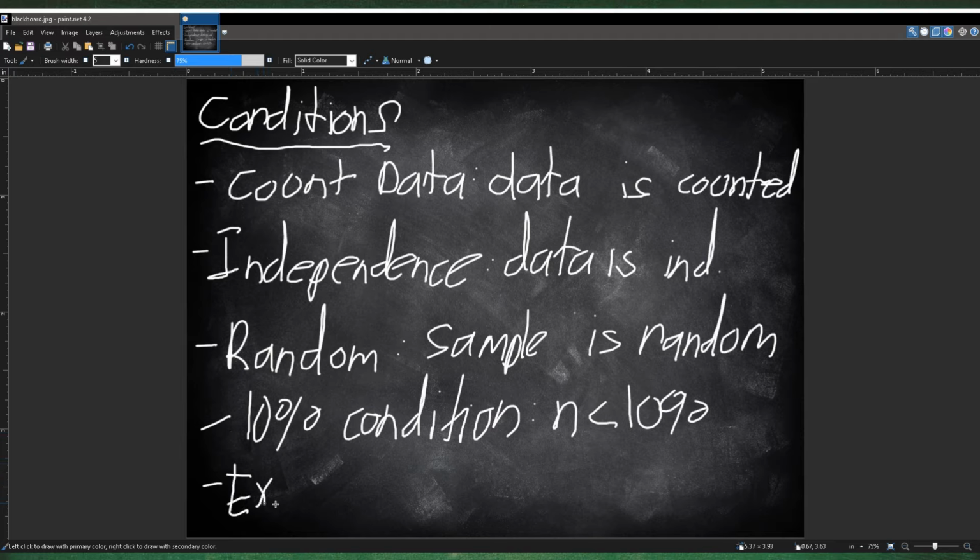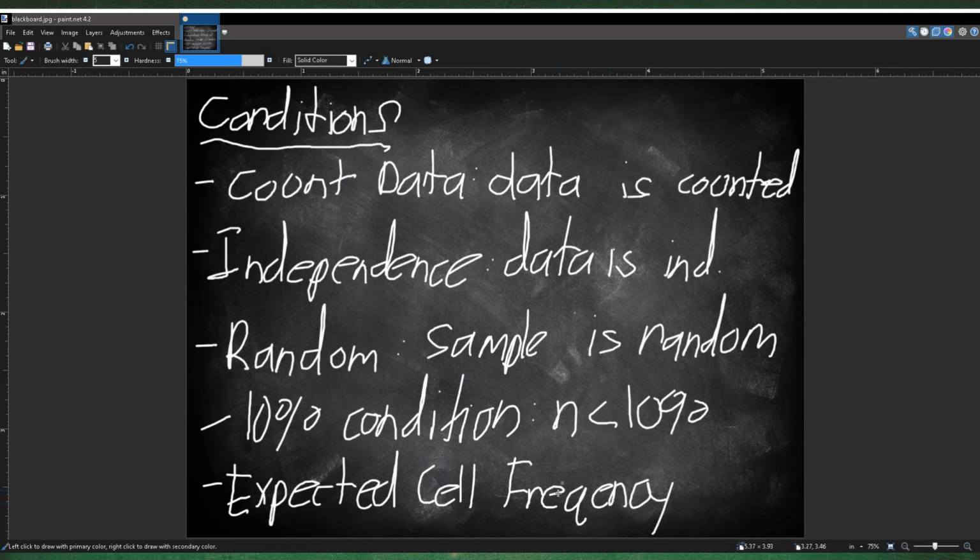Expected frequency. This is what we're gonna use for chi-square tests. The extra thing that we had to do. Each test has an extra thing, and for chi-square goodness of fit it is the expected cell frequency, which basically means that every cell is greater than or equal to 5. So the expected number. For our red, blue, and green example, there was a 2, a 3, and a 5, right? So that is what your sample is.